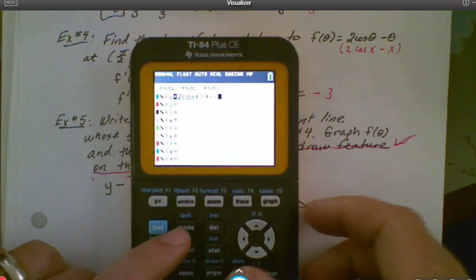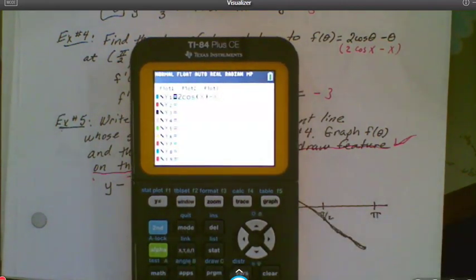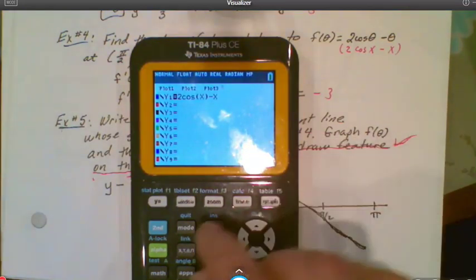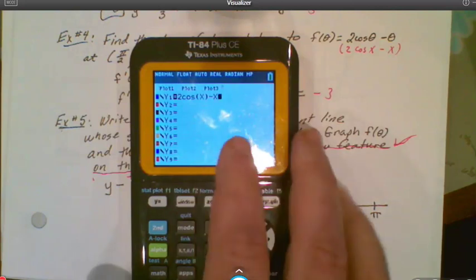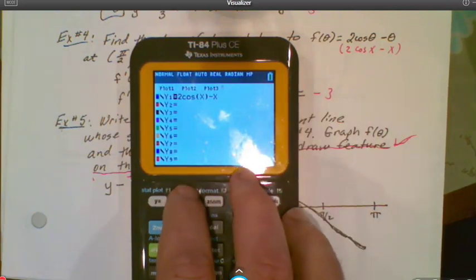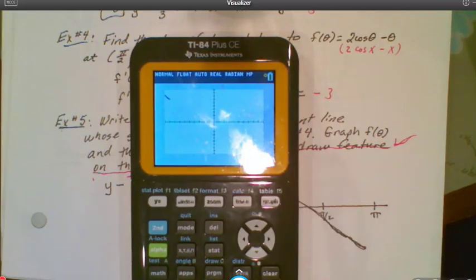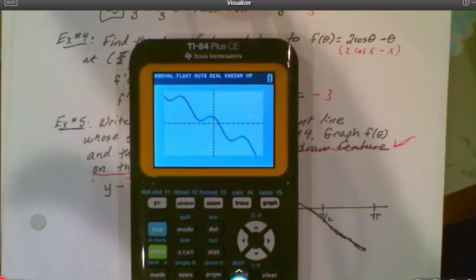So I'm going to go to my y equals, and we're going to do 2 cosine x minus x. So that's what it should look like. Hold on, let me change the lighting for you real quick. I think that'll help you see my calculator a little bit better. So there's our graph. For my window, I think those will be okay. Let's try that. So I'm going to hit graph. And so here's what we get. Sorry about the glare. There you go.